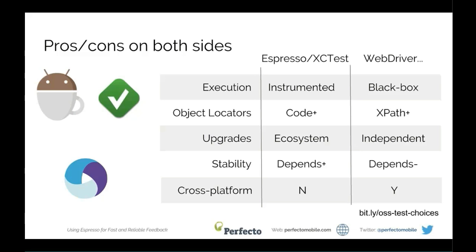And while the execution itself is instrumented, you also have a number of things that are different, like you use code to locate your objects as opposed to XPath. Upgrades come with the Espresso ecosystem. So when Google ships out an entirely new version of the SDKs or an API level, it also has done the work to verify that its testing model, Espresso, is up to date with that API.